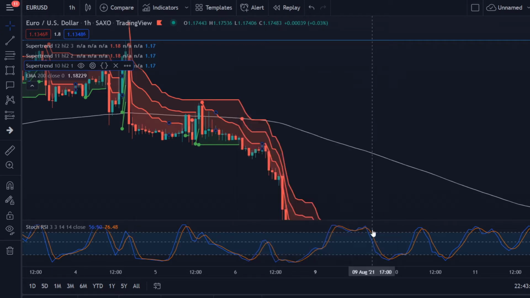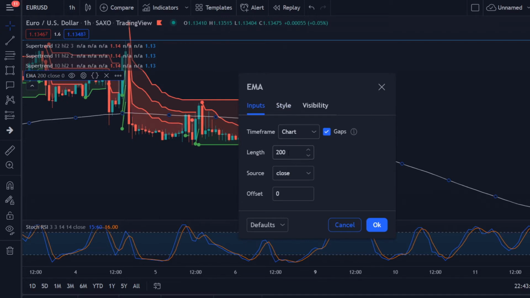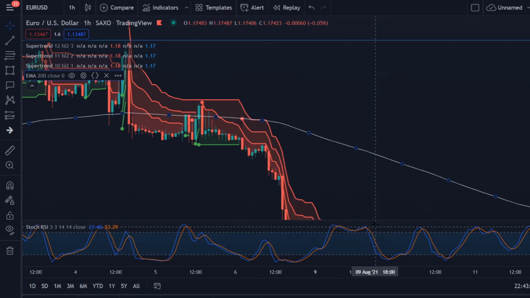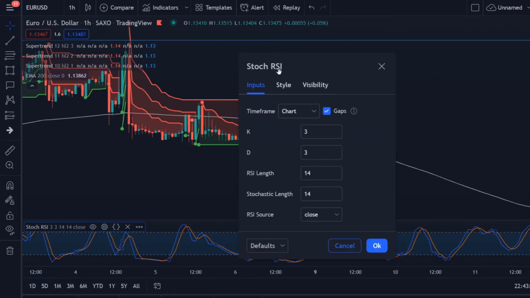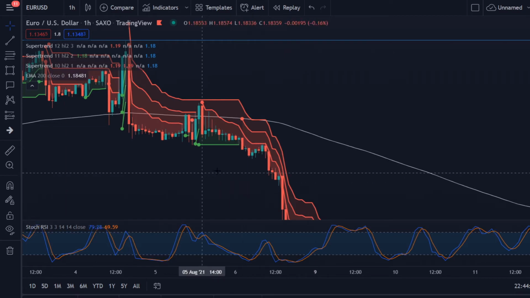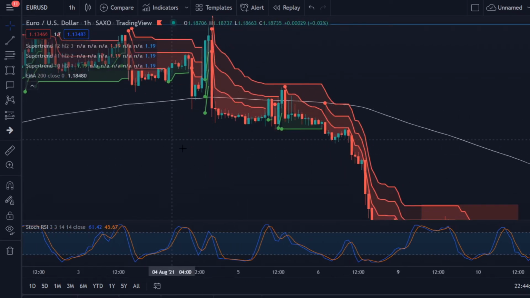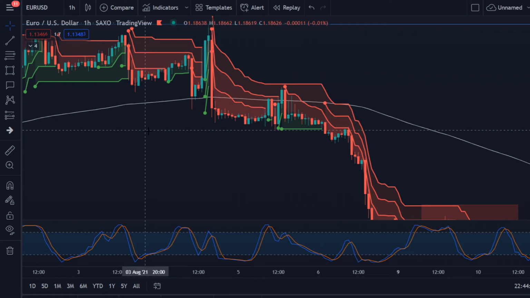Then we will be looking at the exponential moving average, and I'm using a 200 exponential moving average. And the last but not least indicator is the stochastic RSI, and I'm using the default settings, so 3, 3 and 14, and 14 again. So this is what you will be seeing after you have modified the settings.